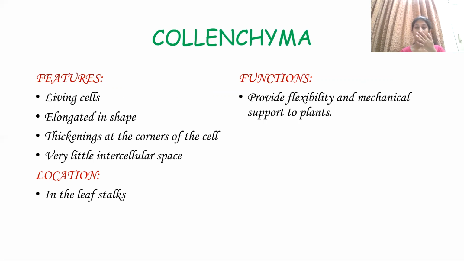Collenchyma. Coming to the next type of permanent tissue, that is collenchyma. The features of collenchyma are: they are living cells. They are elongated in shape. They have thickenings at the corners of the cells, not inside the cell. They have very little intercellular space. Why? Because they have thickenings at the corners. The location of collenchyma is the leaf stalks. And the function of collenchyma is to provide flexibility and mechanical support to plants.